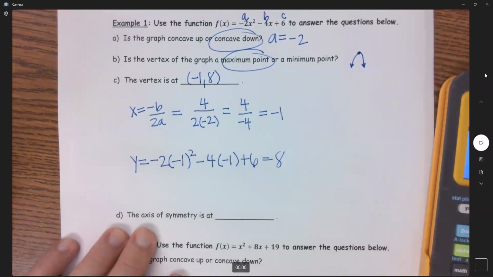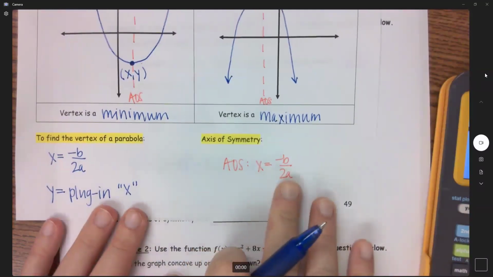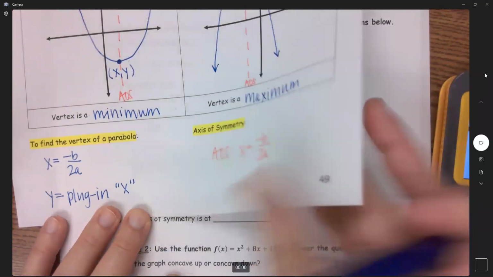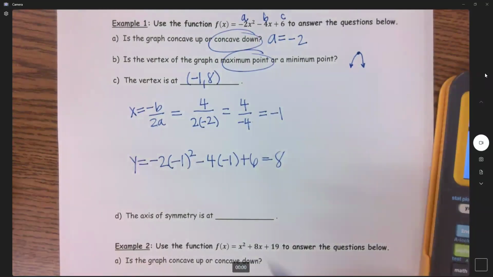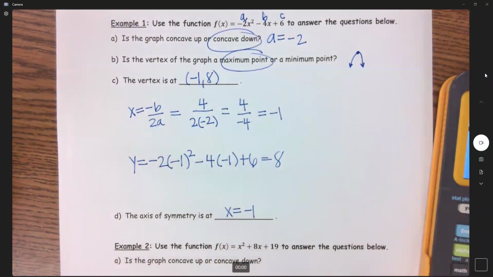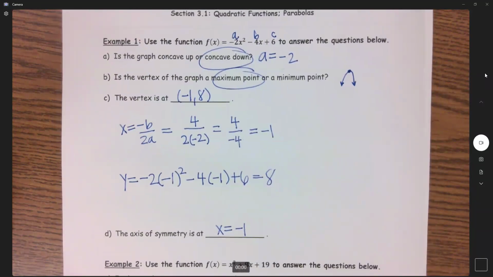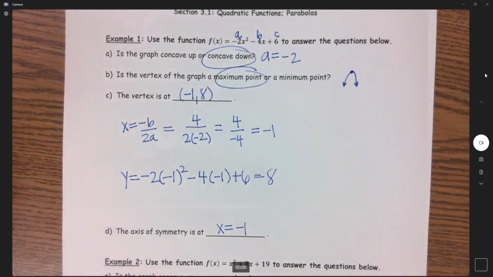And then where's that axis of symmetry at? Our axis of symmetry is x equals negative b over 2a, which is what we just did right here. So our axis of symmetry is at x equals negative 1. Okay, pause the video and see if you can do example 2. It's the exact same.